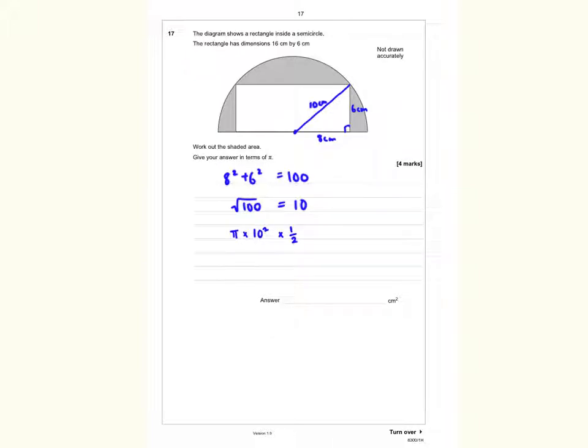And that's your third mark. And the fourth mark is once you've written this out in a simplified form, and also you've subtracted the area of the rectangle. The area of the rectangle will be 16 times 6, which is 60 add 36, which is 96. So we're going to say here, this simplifies to 50 pi. And then we have 50 pi take away 96, and that's 4 marks.